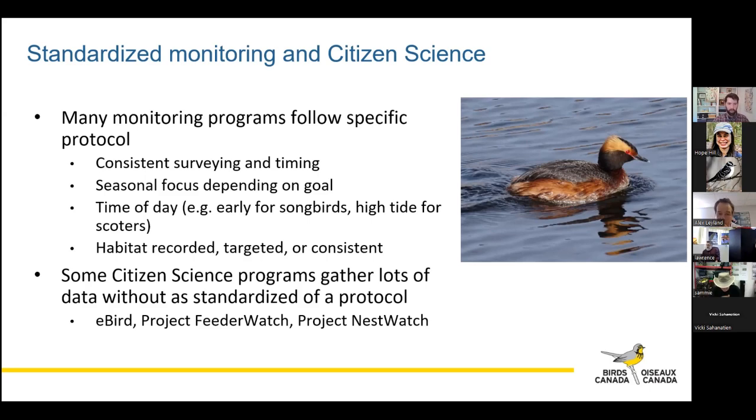And then there are some broader programs that I'll mention briefly a bit later as well that have a bit less of a standardized protocol, but if they collect enough data, then you can still do really important things with them, like eBird and Project FeederWatch.